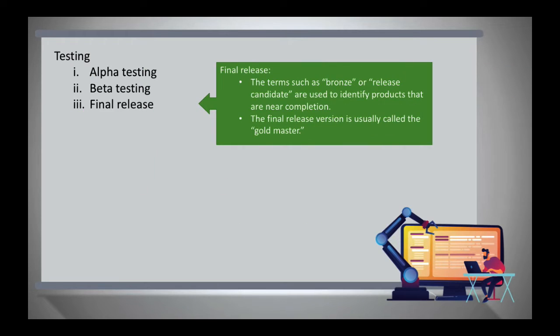And the final testing stage is the final release. In this stage, the term bronze or release candidate is used to identify the product that is almost complete, while the term gold master is used for the final complete version of the multimedia product.